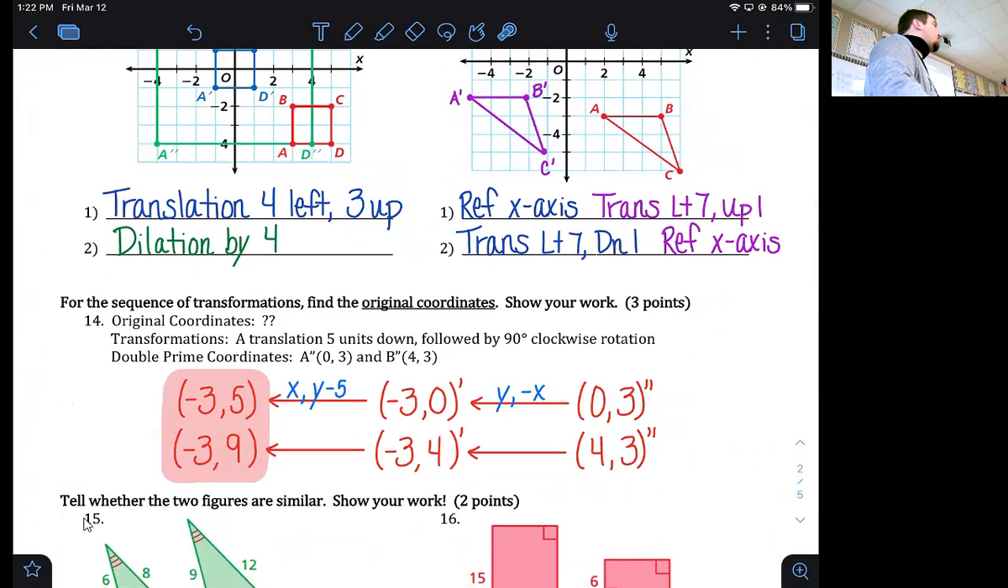Okay, you had to do them in reverse order. They gave you the double prime coordinates and asked you to work backwards doing those two transformations to see what the original coordinates were. Now, I didn't practice this a whole lot with you, although we did have a homework question over this. I think this is the homework question you had.